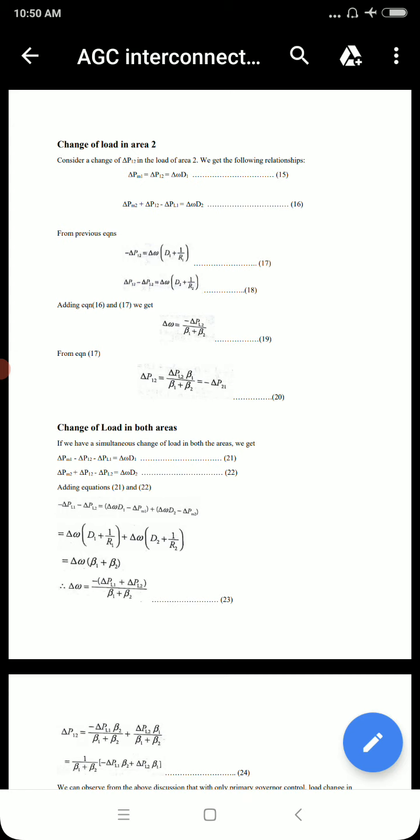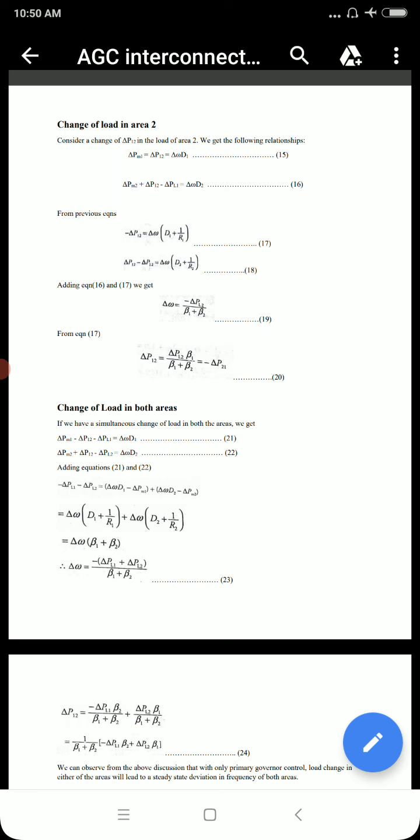After adding these two, we get minus delta PL1 minus delta PL2 is equal to delta omega D1 minus delta PM1 plus delta omega D2 minus delta PM2. By simplifying, delta omega into (D1 plus 1 over R1) plus delta omega into (D2 plus 1 over R2); these are nothing but beta 1 and beta 2. So we can write it as delta omega into (beta 1 plus beta 2), where delta omega can be written as minus of (delta PL1 plus delta PL2) divided by (beta 1 plus beta 2).